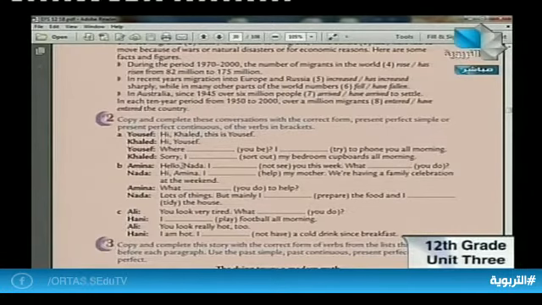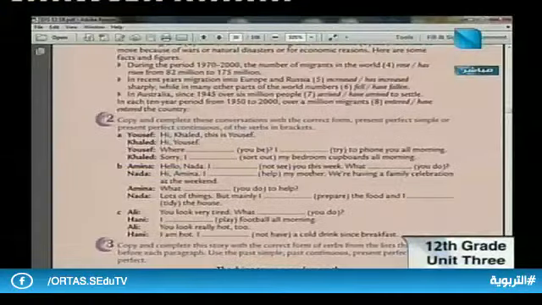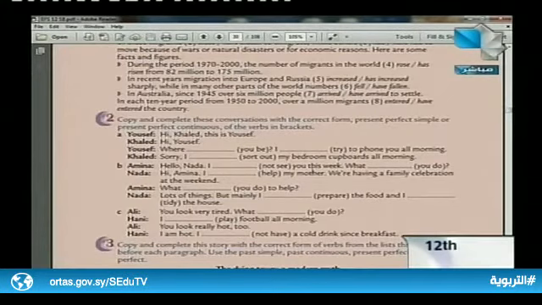Let's do the second dialogue. Hello, Nada. I not see you this week. Again, see is a state verb and cannot take the ing form.